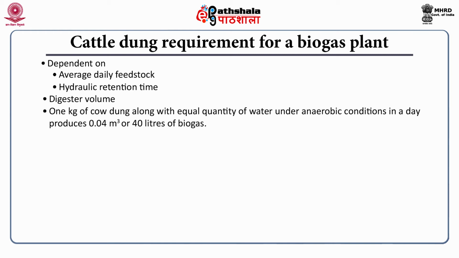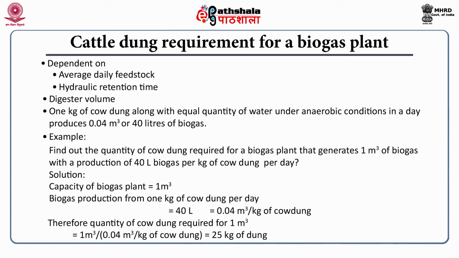Now, with this background, we can solve a problem. Find out the quantity of cow dung which is required for a biogas plant that generates 1 cubic meter of biogas, with a production of 40 liter biogas per kg of cow dung per day. So, now, what is the capacity of the biogas plant? 1 cubic meter, and the biogas production from 1 kilogram of cow dung per day is 40 liter or 0.04 cubic meter per kilogram of cow dung.